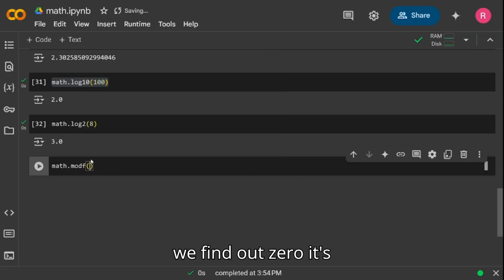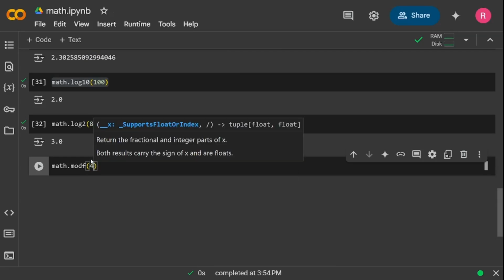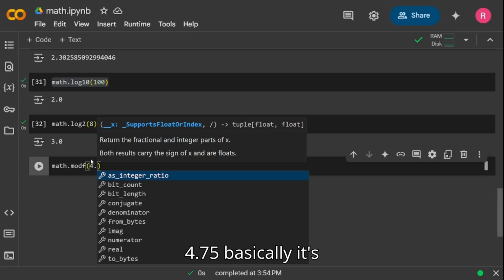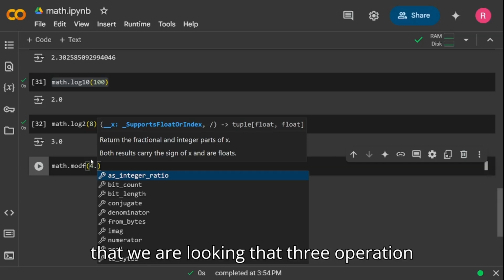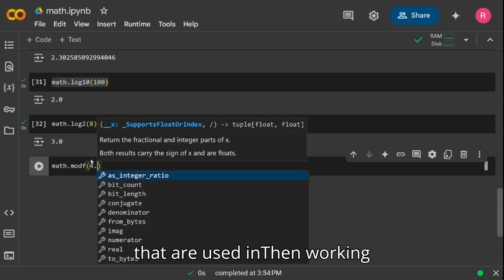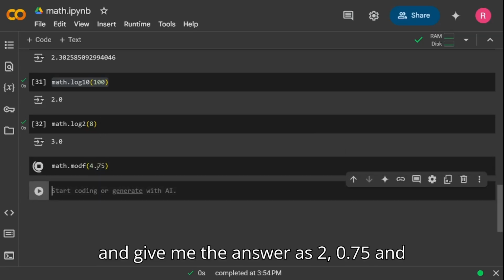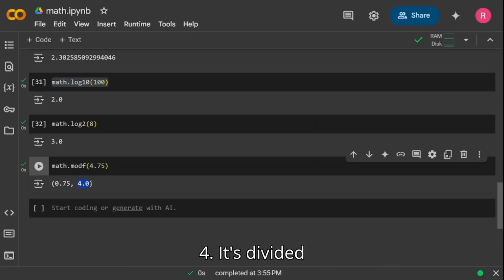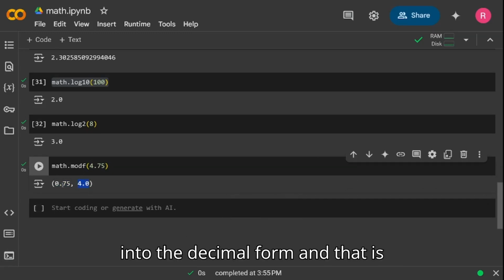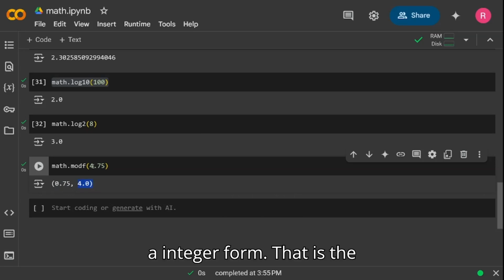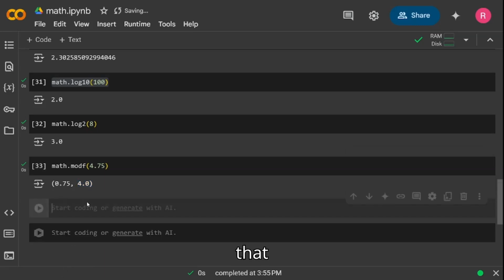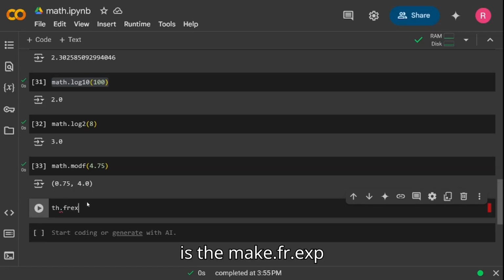We find modf of 4.75. Basically, we are looking at three operations that are used when working with binary numbers. That helps to solve that question. We have 4.75, and it gives me the answer as 0.75 and 4, divided into the decimal form and the integer form. That is the same as math.frexp.